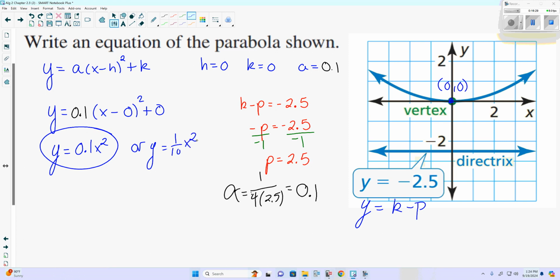If I decide to put it in fractional form, 0.1 and 1/10 are the same thing. These are the same equations. I will take either. If you do get a repeating decimal, I prefer it in fractional form. But questions on anything we've done so far?